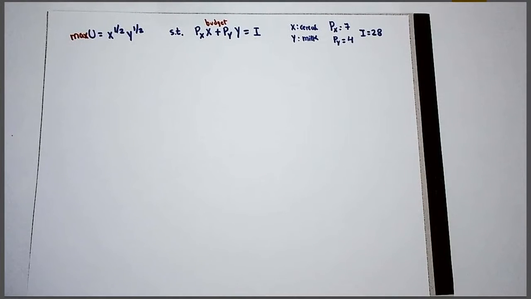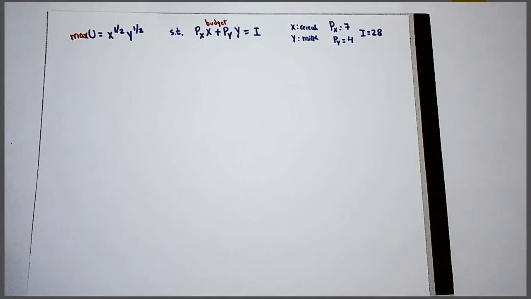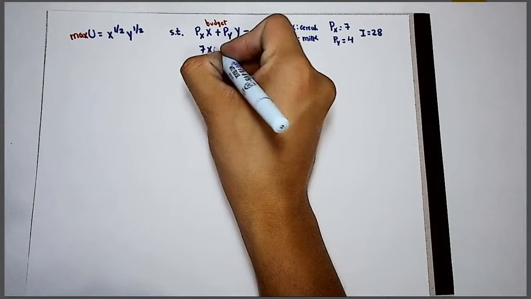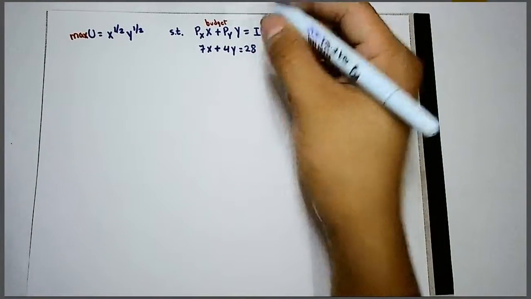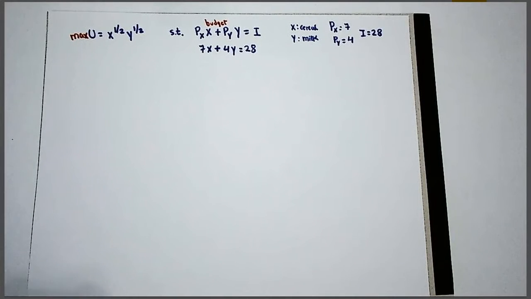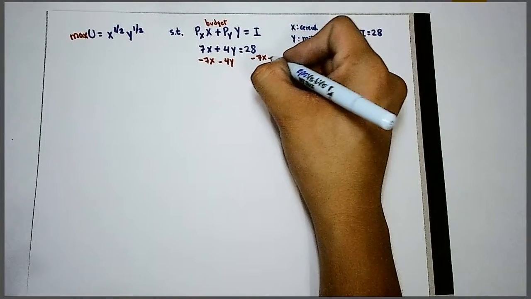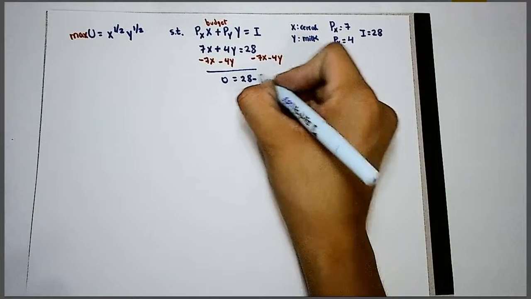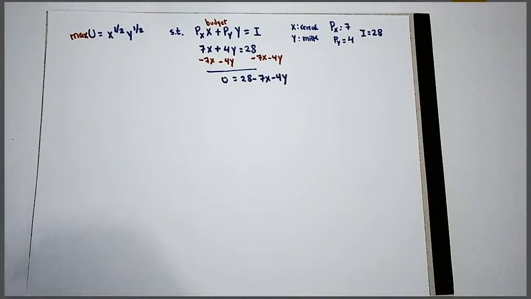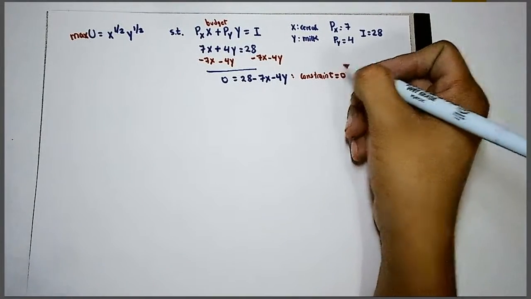Now, before we use the Lagrange, we can insert the prices and the income as given in the problem. In this case, the price for X, which is cereal, was 7, and the price for milk was 4, equal to the income, which is 28. Now remember that we need to have 0 on the left-hand side in order to insert it in the Lagrange function. To obtain 0 on the left-hand side, we subtract 7x from both sides and 4y from both sides. In that way, we will obtain 0 equals 28 minus 7x minus 4y. So this is going to be our constraint, which must be equal to 0.